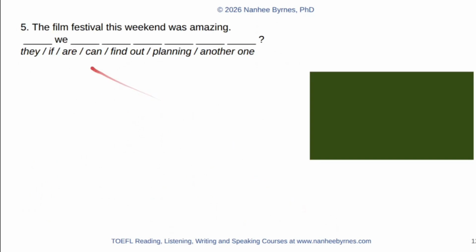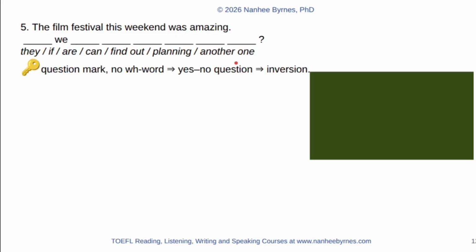5. The film festival this weekend was amazing. They, if, are, can, find out, planning, another one. There is a question mark and no WH word, so this is a yes-no question, which requires inversion. The auxiliary verb "can" should begin the sentence. So the sentence must begin with, "Can we?" Next, we need a main verb, which is "find out." Find out what? This introduces the indirect question clause, which begins with "if."